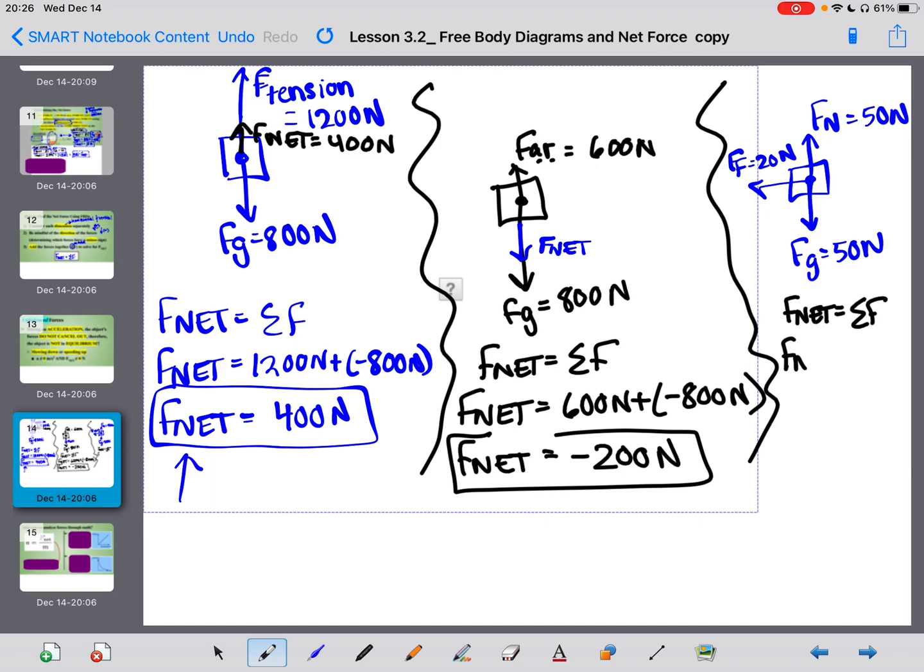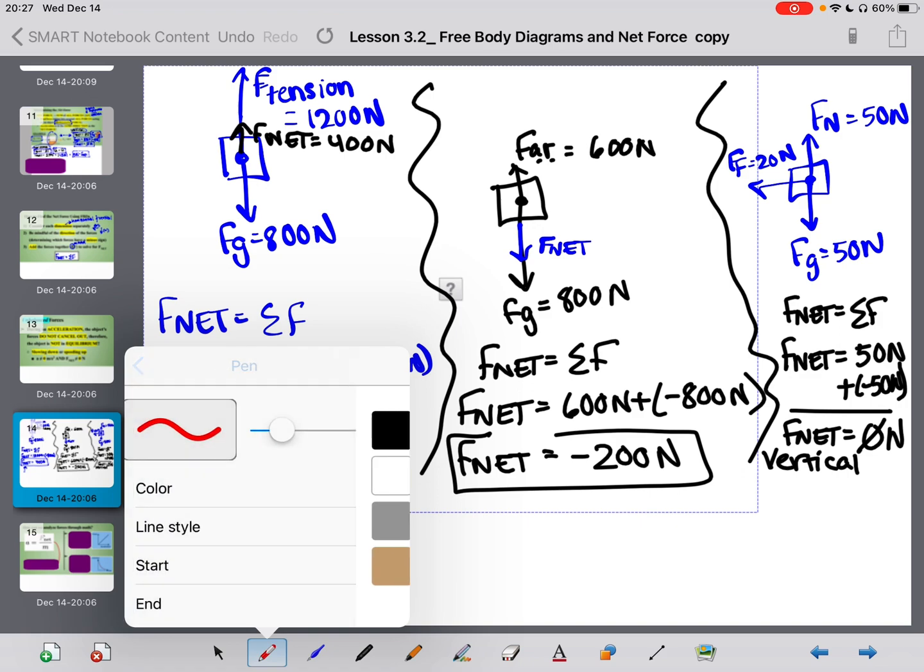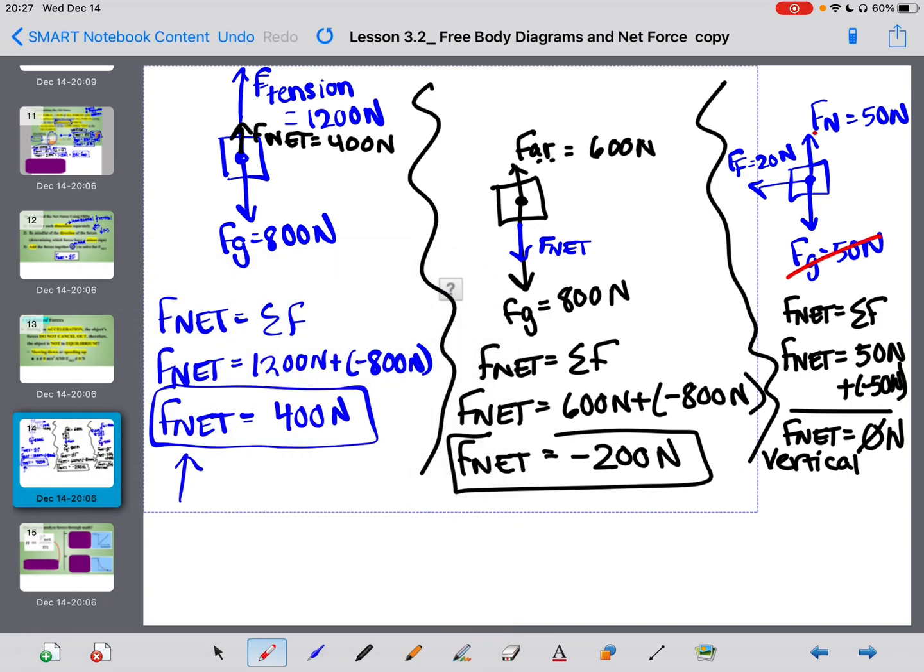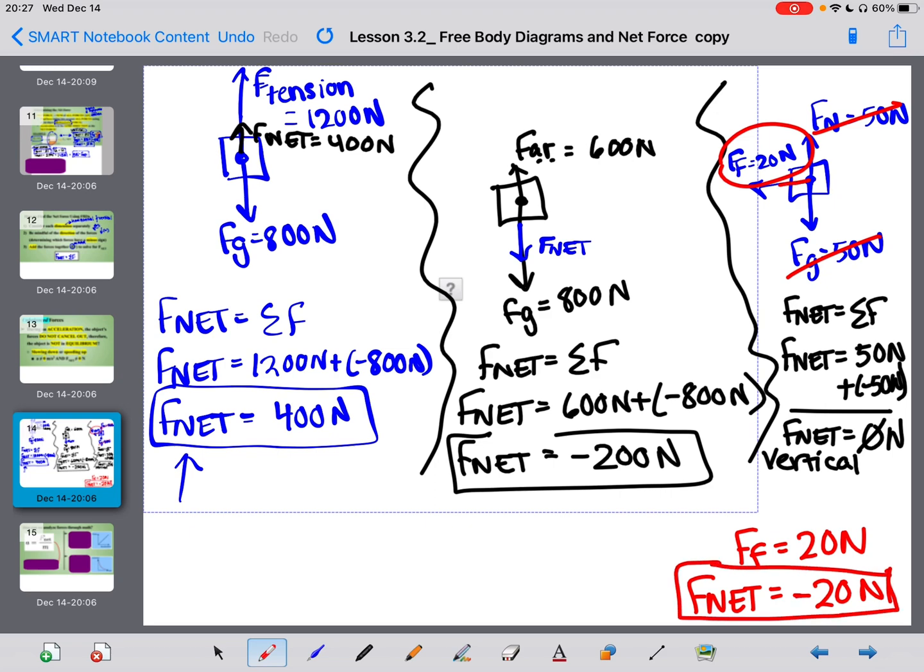So let's take care of the vertical. F net equals 50 newtons plus a negative 50 newtons. So that means that F net in the vertical direction is 0 newtons. Essentially on my diagram, I just literally cross them out, because they're equal in magnitude but in opposite directions. The only thing that I'm left with is F of F equals 20 newtons. So really, my F net equals negative 20 newtons. And that tells me that my net force is literally the same length as that vector, and it's pointing to the west, because that's what our example has.